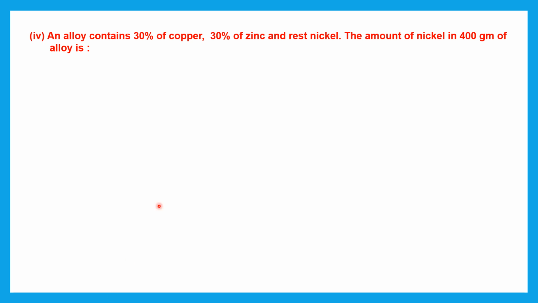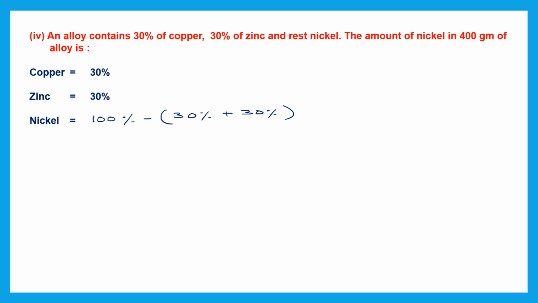Question 4. An alloy contains 30% of copper, 30% of zinc and the rest nickel. Now the amount of nickel in 400 grams of the alloy is, that's a question. So here we know that copper is 30%, zinc is 30%. So that nickel will be, now totally you know it is 100%. So 30 plus 30 is 60 and 100 minus 60. So 100% minus, if we add copper and zinc and then subtract. So here this will be 100% minus 60%. 100 minus 60 is 40.